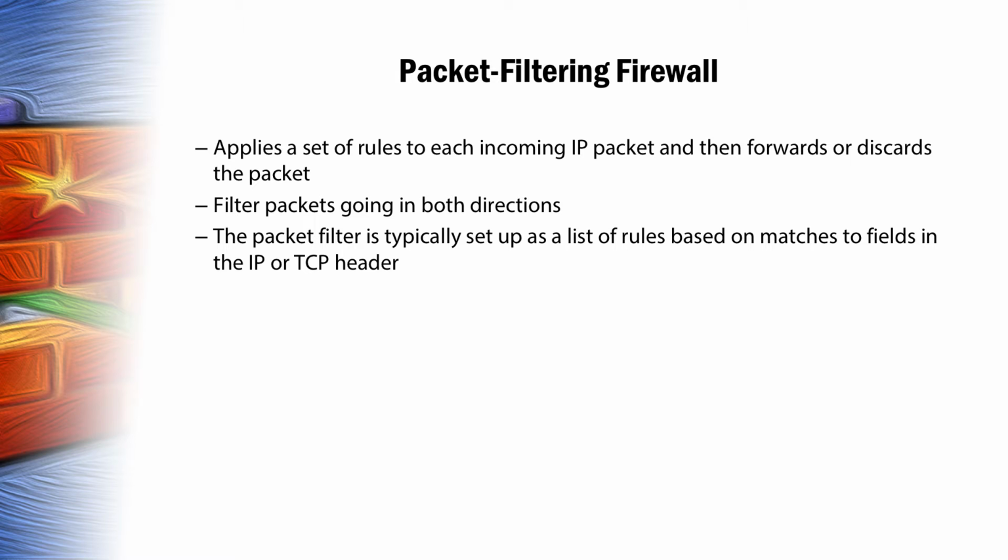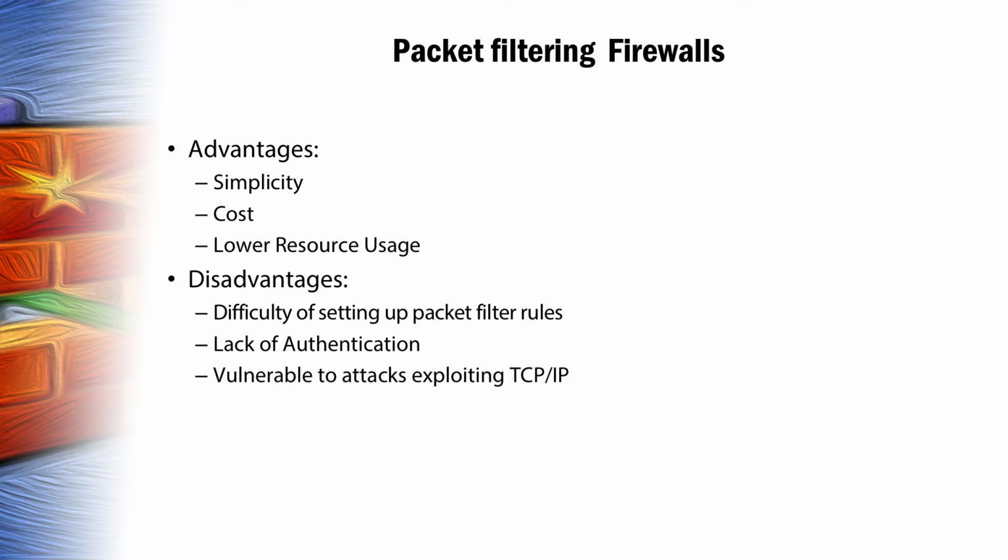The firewall is also able to filter packets both coming in and out of the network, in which the filter is set up as a list of rules based on matches in the IP or TCP header. We will look at this concept more in this video. The biggest advantage to packet filtering firewalls is the simplicity to set up. Additionally, packet filtering firewalls are low cost and utilize low resources to set up, implement, and execute on networks.